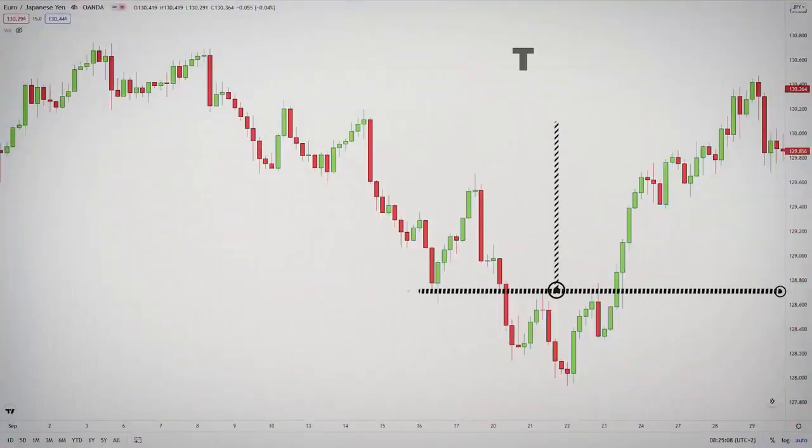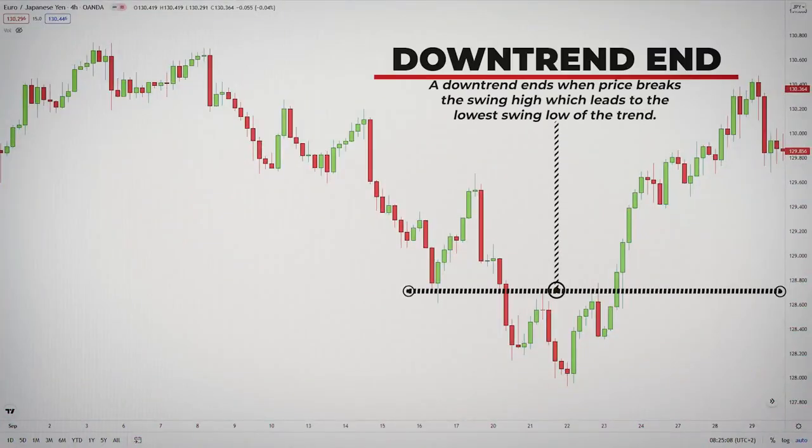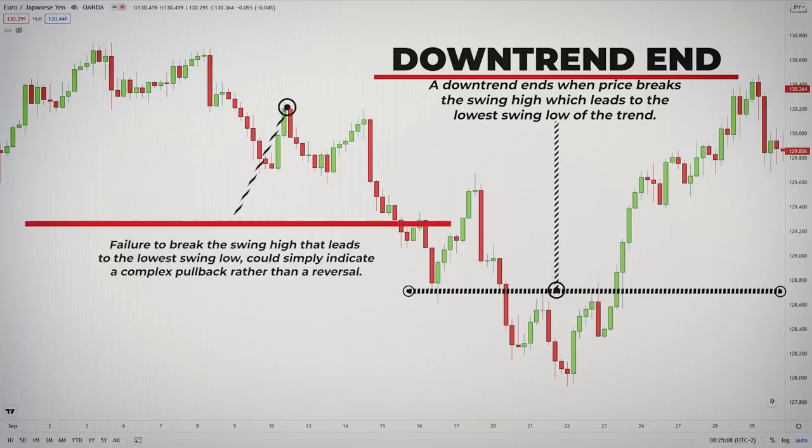A downtrend ends when price breaks the swing high which leads to the lowest swing low of the trend. Failure to break that swing high that leads to the lowest swing low could simply indicate a complex pullback rather than a reversal. Again, we'll include this concept in our trading strategy. This might sound basic or not important, but determining a trend is one of the most important parts of trading.